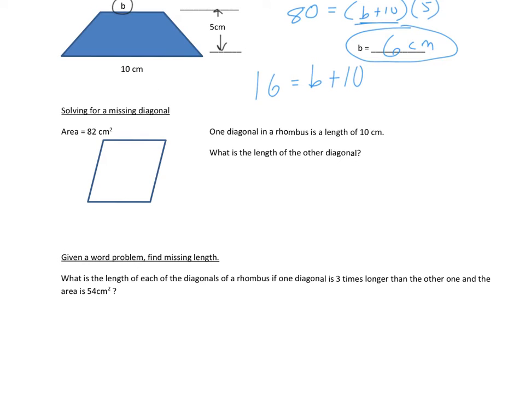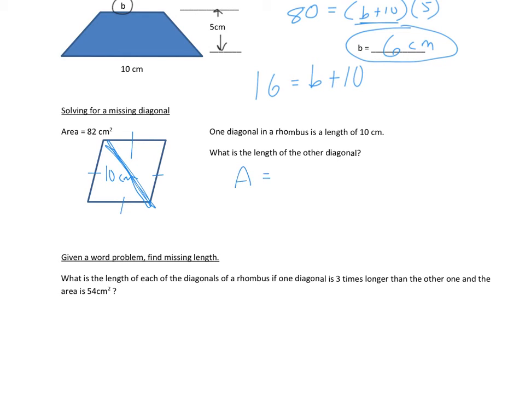All right, guys, when we look at the next one, in this case, it's a rhombus, so we've got a rhombus and we have a missing diagonal. Now, I don't know which diagonal is 10 centimeters, so I'm just going to draw one in here, and I'm just going to say, hey, that diagonal is 10 centimeters. And to be honest with you, you don't really need a picture for this one.